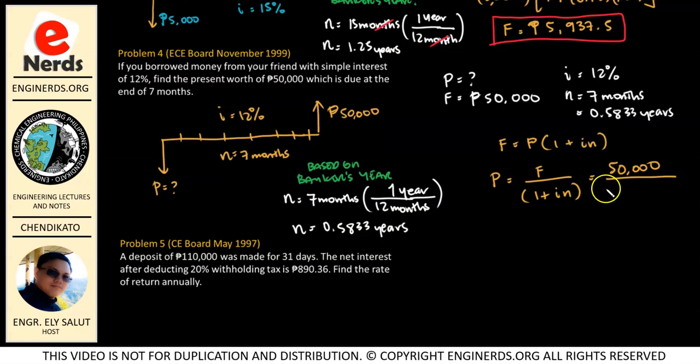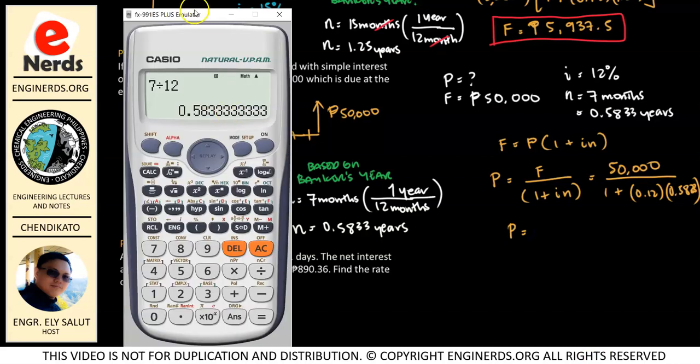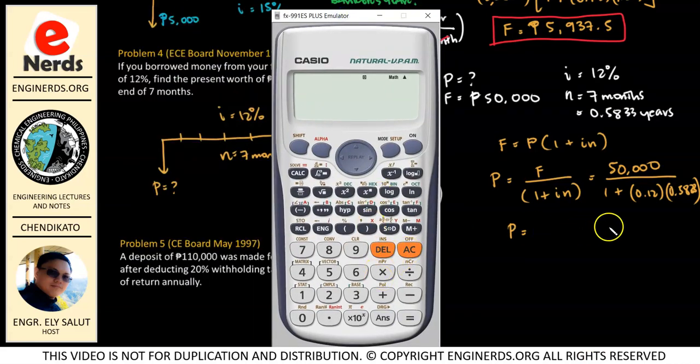Our denominator will have 1 plus i, which is 0.12, and our n is 0.5833. Okay, so therefore, let us solve our P again. Unahin natin yung ating denominator para di tayo mahirapan. So we have 1 plus 0.12 times 0.5833. Okay, so we will divide 50,000 with our answer.